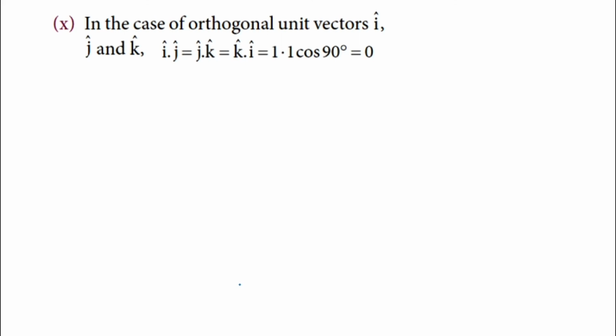In the case of orthogonal unit vectors, i dot j, j dot k and k dot i are each equal to 1 dot 1 cos 90 degree, which gives the 0 value. So orthogonal means mutually perpendicular, and the dot product gives 0 only. So i and j are mutually orthogonal, j and k are mutually orthogonal, k and i are mutually orthogonal. So these products give only 0 value.